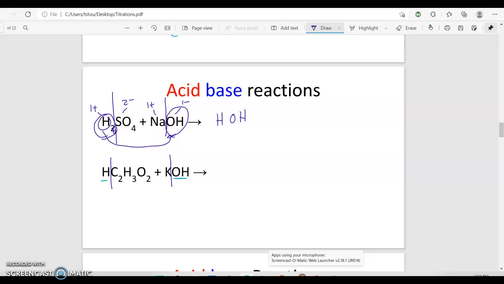Yes, I have 2, but I'm only going to take one at a time. There happens to be a bunch of H's floating around there. I'm just going to take one at a time. One H is an H+. With one OH, he's a 1-. And together they're happy, HOH.